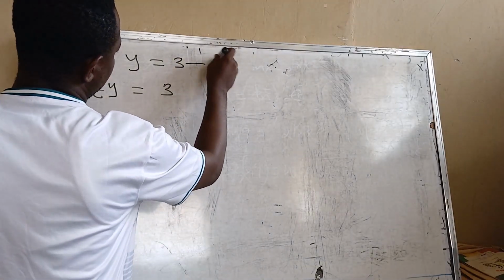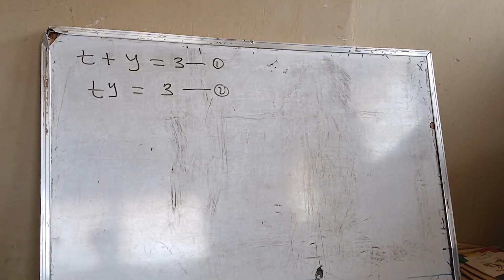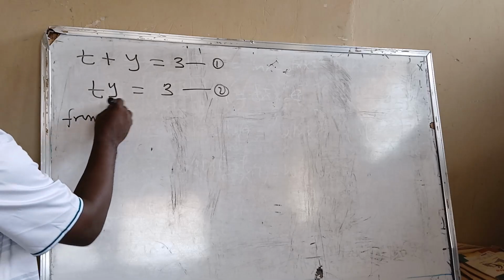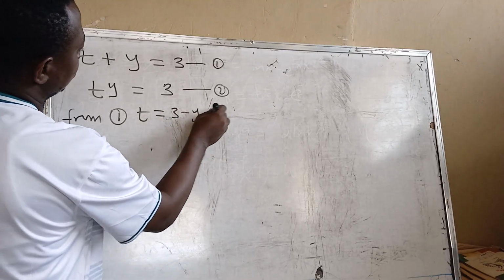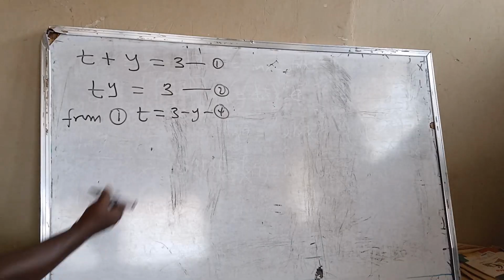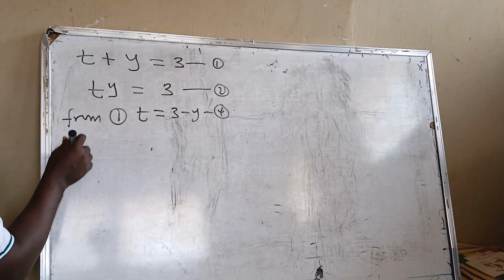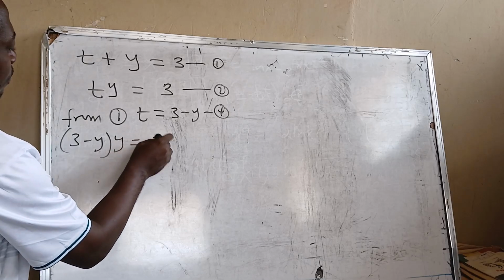Let's call this one the first equation and this is the second equation. Now let's make one of the variables from equation 1 the subject and then substitute it into the next equation. So from equation 1, t is the same as 3 minus y. That will be the fourth equation. Let's put 4 in 2. So that will be (3 minus y) times y equals 3.